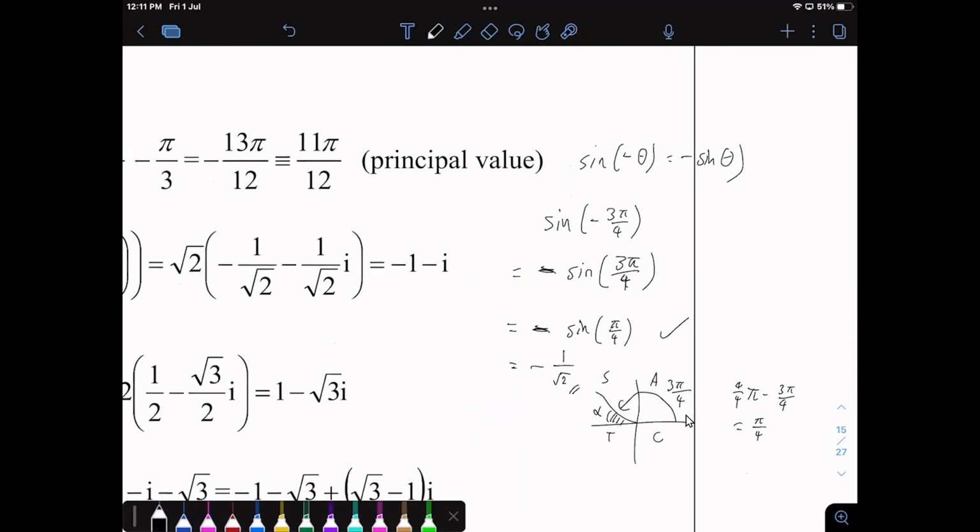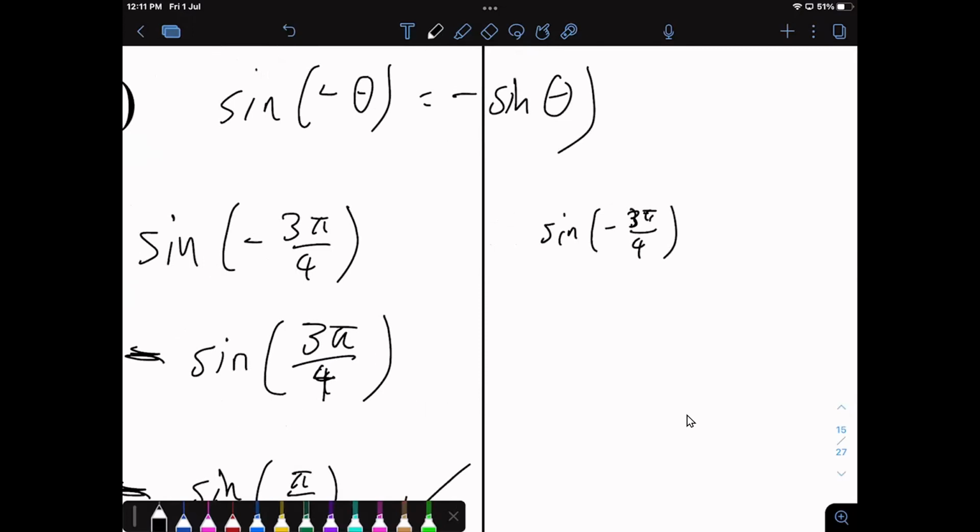Okay, what's another way? Sine negative 3 pi by 4. This one I show you. Negative 3 pi by 4, you can draw a diagram. It's negative of 3 pi by 4, so it's somewhere over here, and it's clockwise. Negative 3 pi by 4. Then the alpha is over there. Again, it will still be pi by 4 straight away.